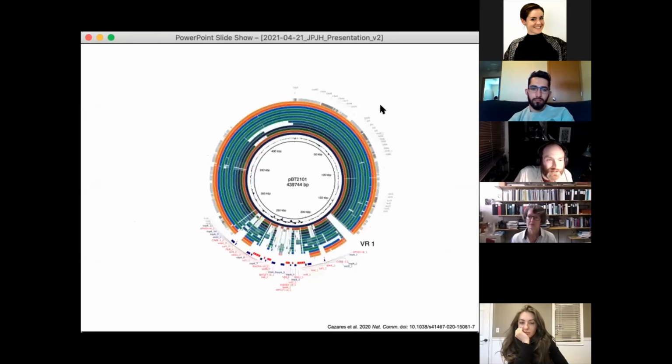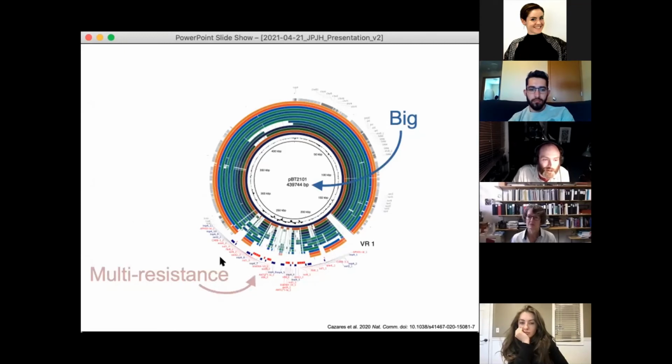So I'm going to show that data in just a minute, but the really worrying thing about these plasmids is that they're big, which means they carry lots of genes, and particularly they carry lots of resistance genes. This whole variable region of this plasmid is just chock-a-block with resistances to aminoglycosides, beta-lactams, fluoroquinolones, and so on.